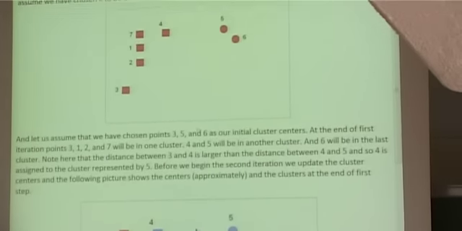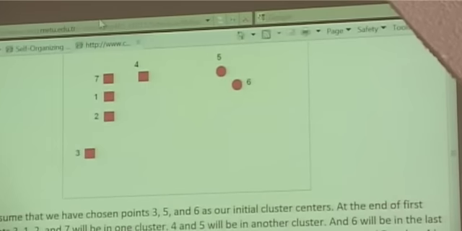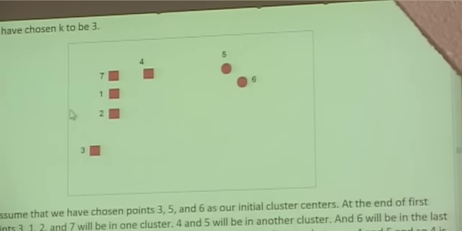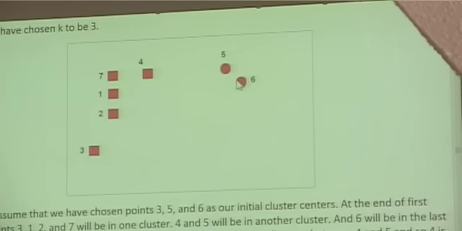Since we choose randomly, you do not know whether 5 and 6 are close. You do not see this picture before the algorithm starts, and the first step of the algorithm is to assign 3 of these points randomly as cluster centers. So 3, 5, and 6 are initial cluster centers. At the end of the first iteration, 1 to 7 is going to be closer to cluster center 3, so they're going to be a cluster like this.